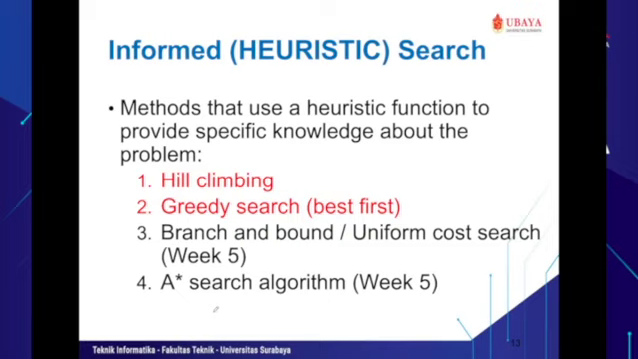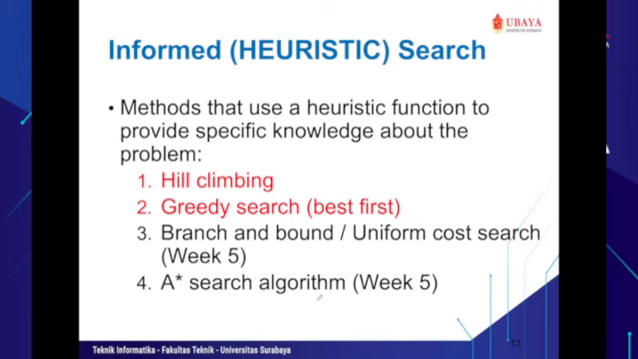Hill climbing and greedy search or best first search algorithm. This is what we are going to learn this week. And then there's also the branch and bound algorithm, which people also refer to as uniform cost search. We will learn about this in later weeks. And then the A-star search algorithm. This we will also cover in a later week.